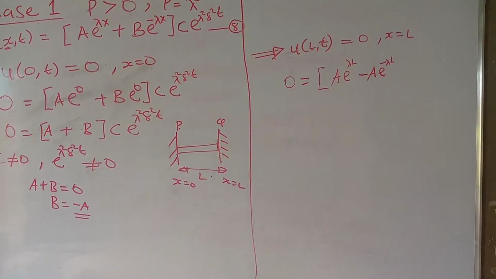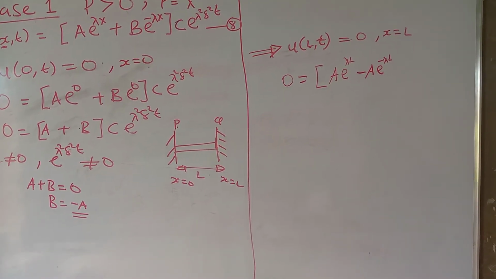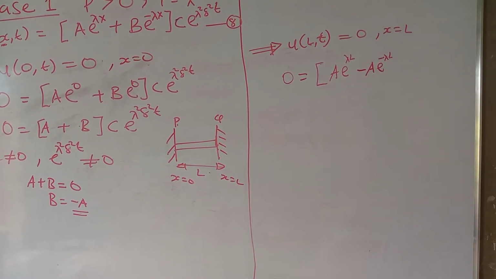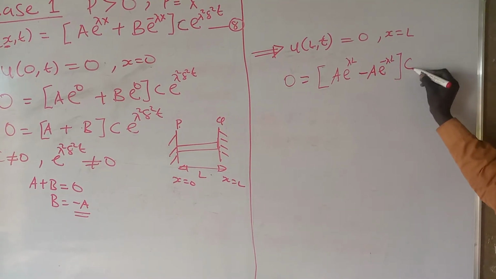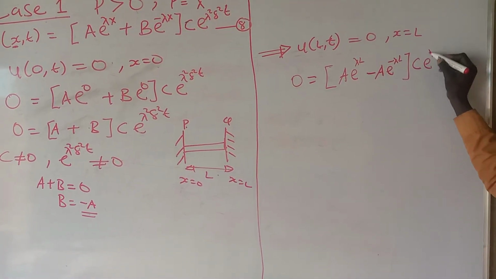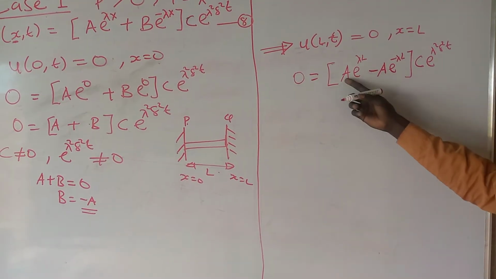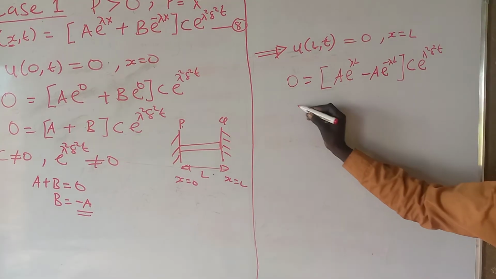Are you getting it very well? It's not hard, it is a simple thing. So we substitute wherever there is x, you are putting L. So you're going to put this, it's going to be c e to the power that, so it's going to be λ² σ², then t. Now I hope you can see that a is common, you can pull it out.